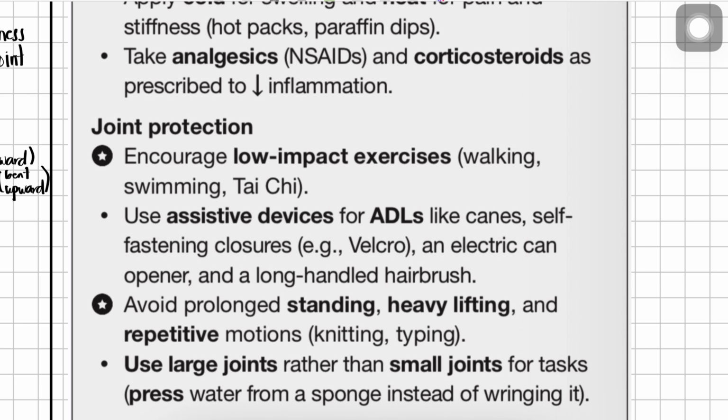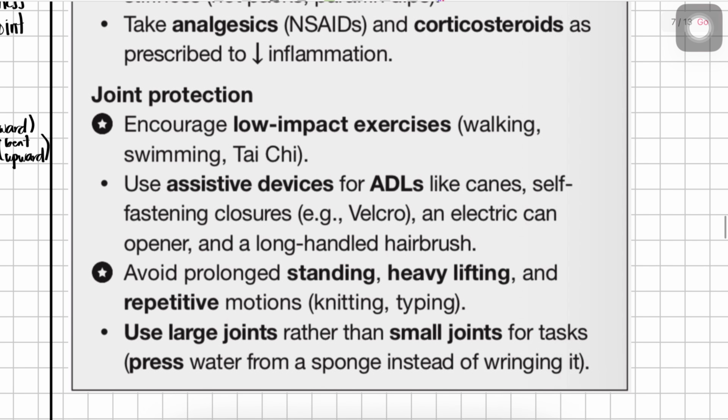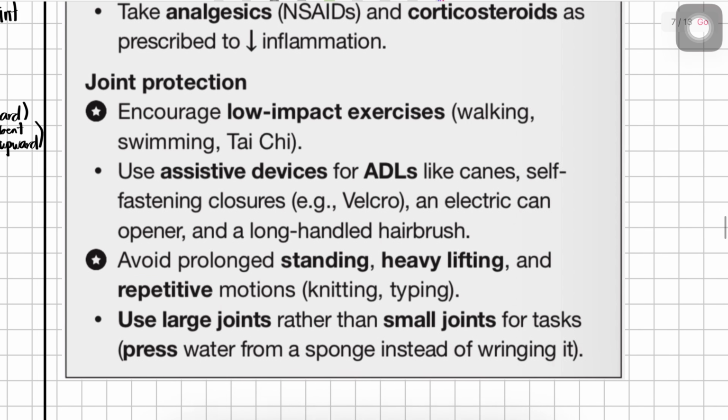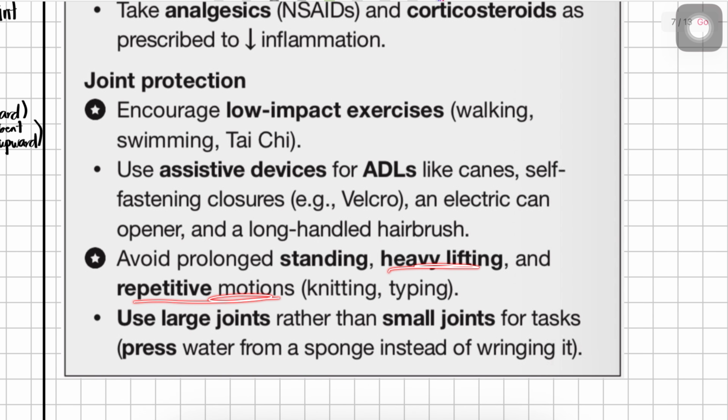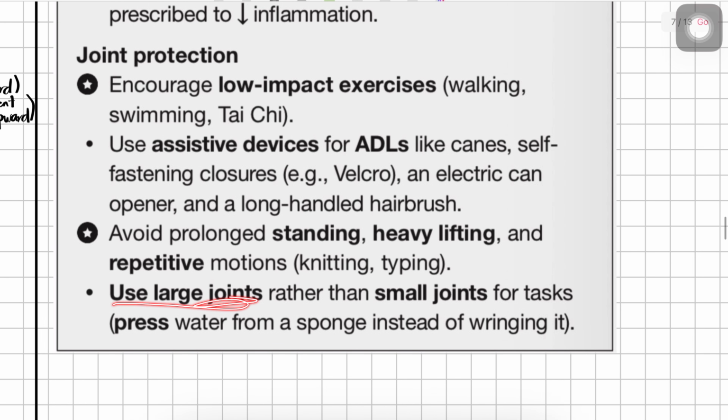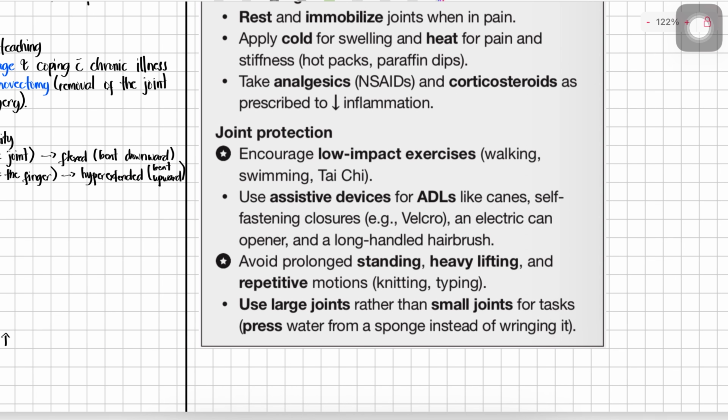Okay, what else? The use of electric can opener and a long handled hairbrush. Okay, what else? Avoid prolonged standing, heavy lifting, and repetitive motion such as knitting and typing. Okay, your knitting, guys, yan yung pagtatahi. Okay, because it can trigger, guys, yung mga small joints, di ba? Pag nagta-type tayo and pag nagtatahi tayo, okay? Then use large joints, guys, rather than the small joints for tasks, okay? For example, press water from a sponge instead of wringing it. So, instead daw, guys, napigain mo, i-press mo na lang daw para hindi ma-trigger yung small joints natin.